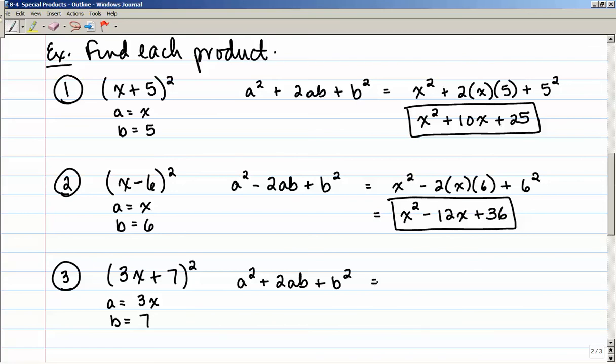So plugging that into the formula, I'm going to have the quantity 3x squared. Don't write it as 3x squared. It's the whole 3x that's going to be squared because 3x is what a is. Plus 2 times a, which is 3x, times b, which is 7, plus my b squared, which is going to be 7 squared. So to finish this off, 3x squared is 3x times 3x, or 9x squared, plus 42x plus 49.